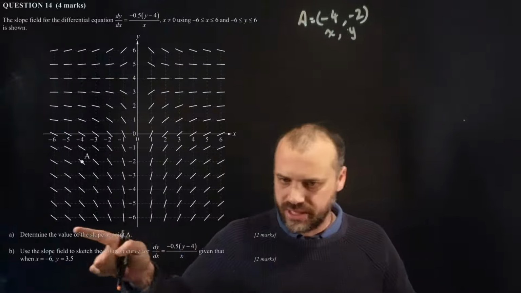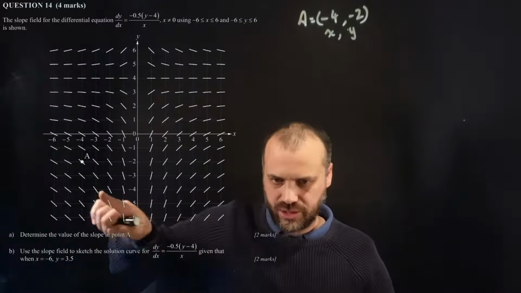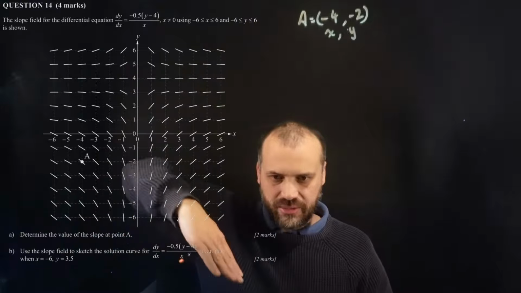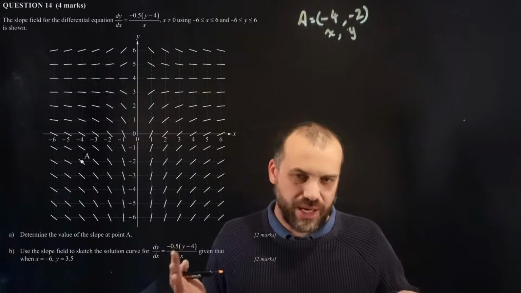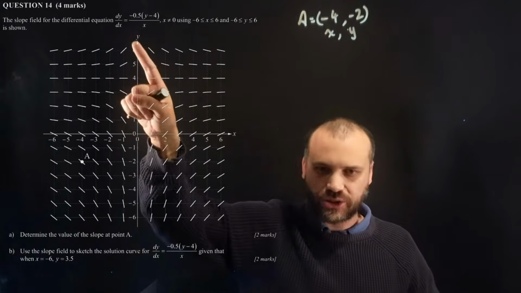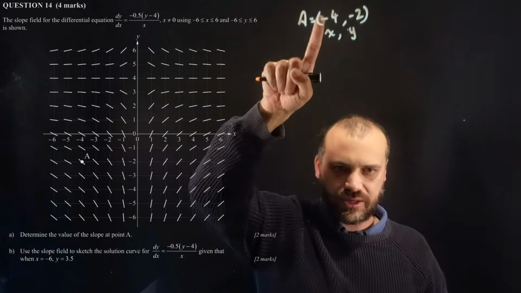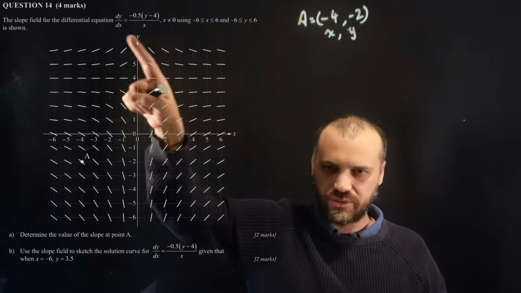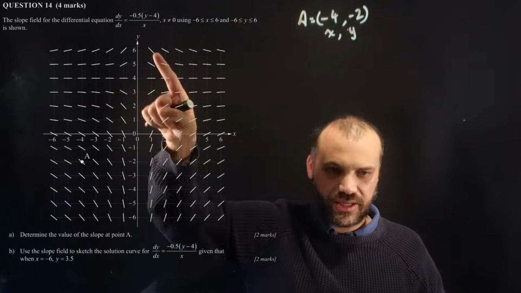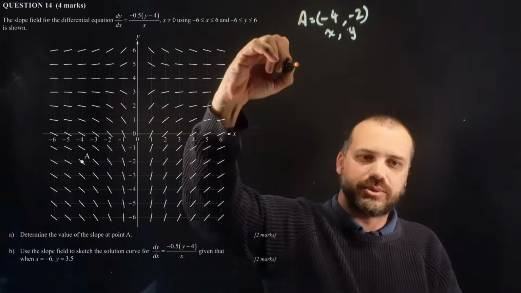That's good because it's asking us what the slope is. Now the slope you can see is negative, but we don't know exactly what it is. We can't just measure it, but we do have an equation that can tell us what it is. So all we need to do is sub in x equals -4 and y equals -2 into this equation here, and we'll know what the slope is because that's what it tells us.